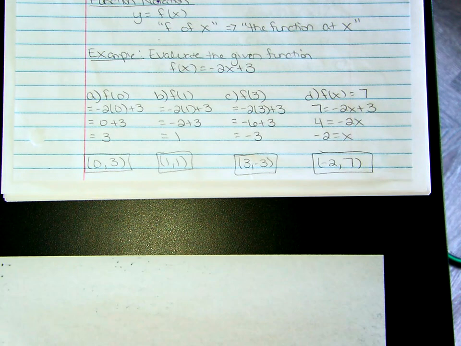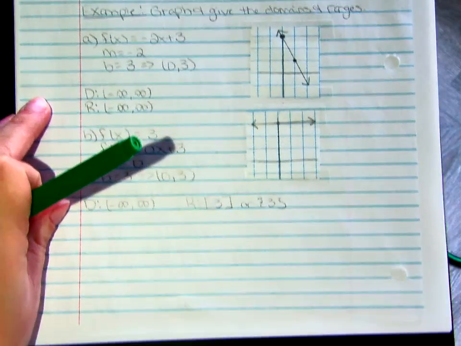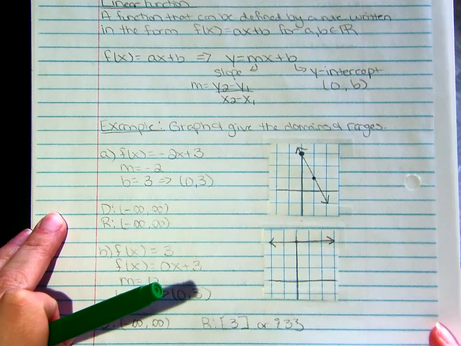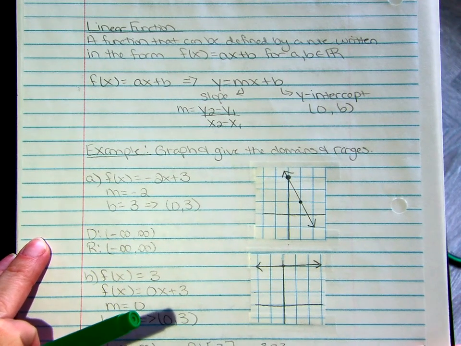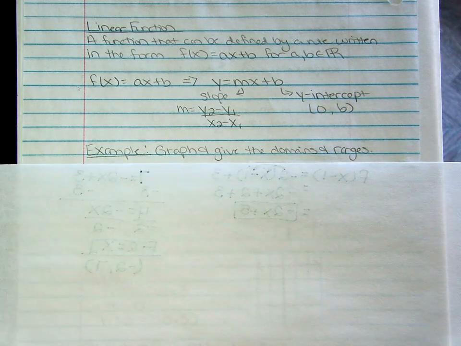Let me flip over and we'll talk about linear functions. These are ones you've actually talked about probably a lot in your algebra classes over the years. Whether or not you call them functions or just linear equations, same thing. A linear function is a function that can be defined by a rule written in the form of f of x equals ax plus b, for a and b elements of the real numbers.